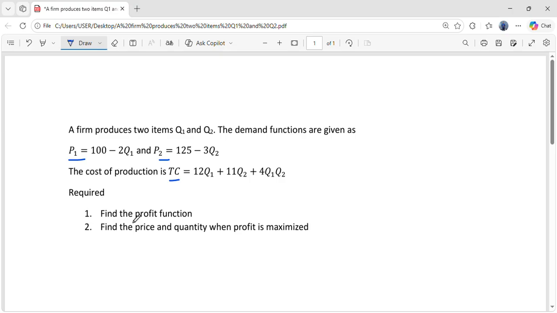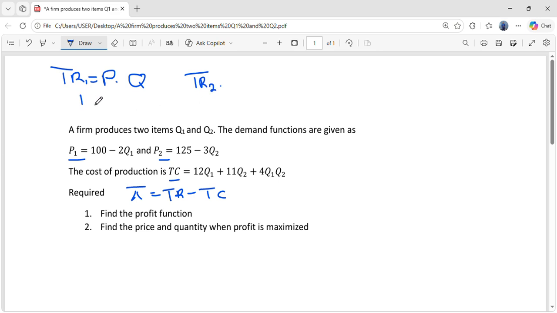We are required to find the profit function, where you know that the profit function in layman's language is basically total revenue minus what? Total cost. Where you know that total revenue is not given, and we know that total revenue is basically price times what? Times quantity. So what is the price? Price in this particular case is that of P1 and P2. So we are going first to find the total revenue 1 and the total revenue 2 according to the data that we have been given.